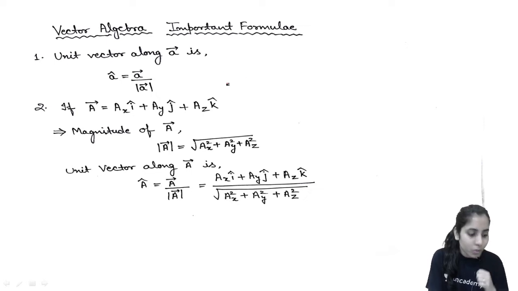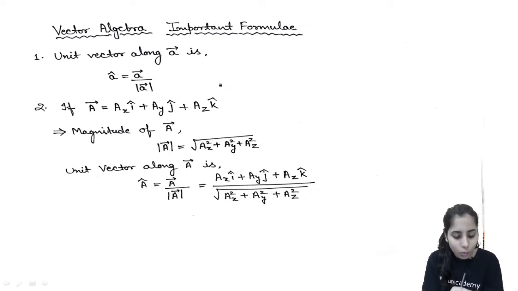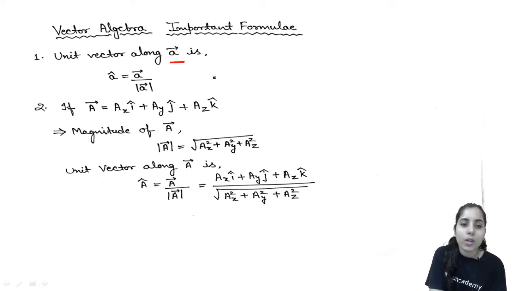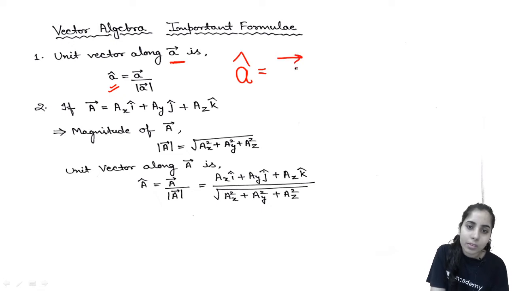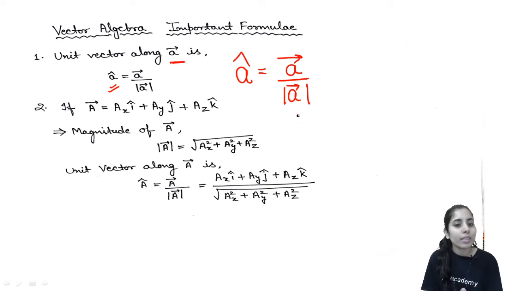See, if you want to get the unit vector along vector A, then how can you get it easily? For any vector, it's not only about vector A, it's about the unit vector along any vector. You can easily find it with this formula: the unit vector of that vector will be equal to that vector upon its magnitude or modulus. Now the point is how we find the mod or the magnitude.